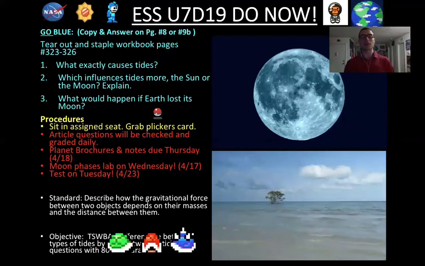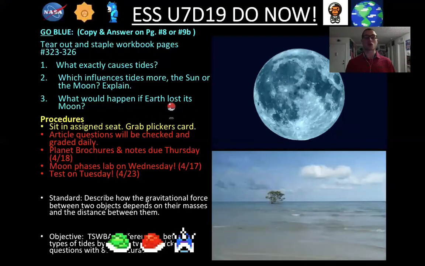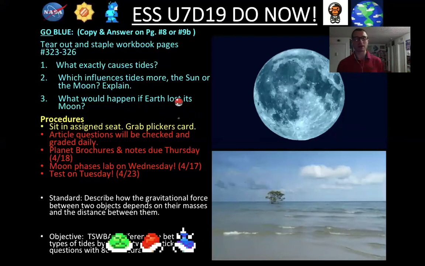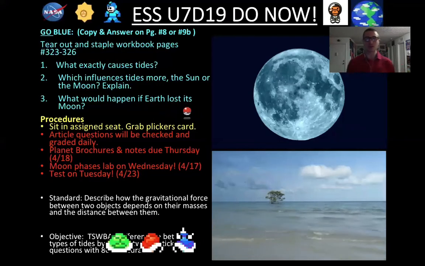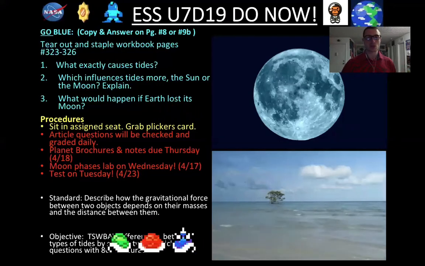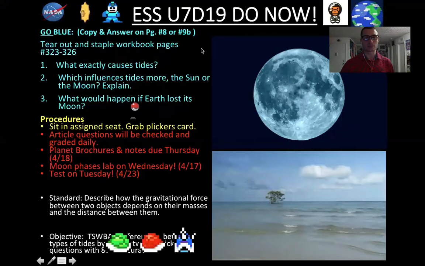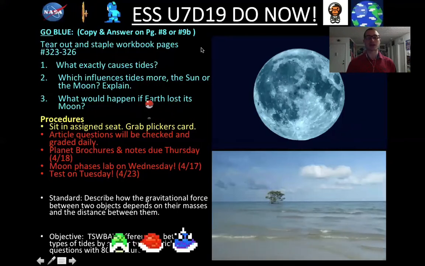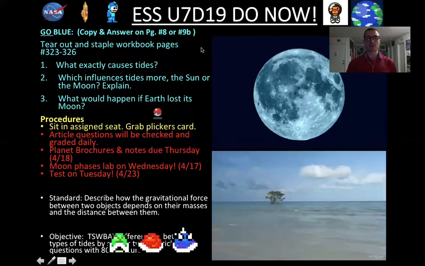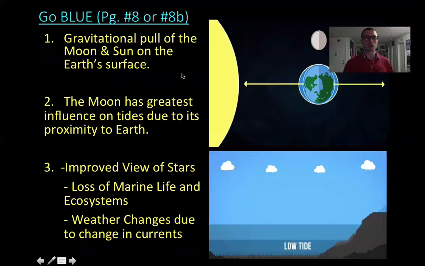And then number 3, what would happen if Earth lost its moon? So let's think about it. Take a moment to think. Write your answers down on page 8, 8B, or page 9, whatever you guys see fit. But let's go ahead and move on to our answers, guys.